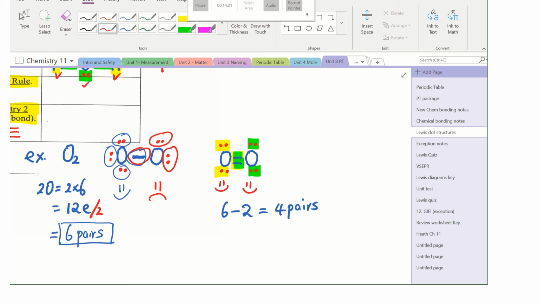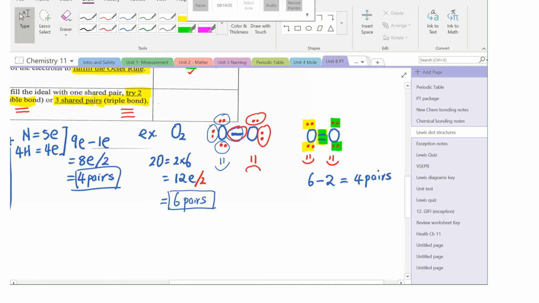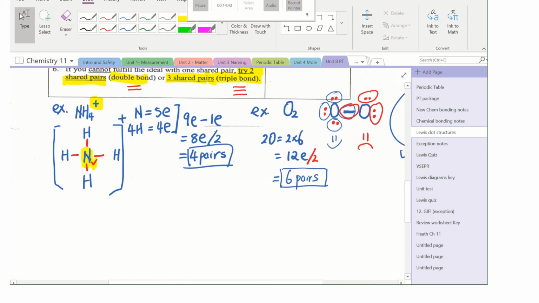Okay, so oxygen molecules are bonded together by a double bond. So they have one double bond and two lone pairs on each of the atoms. Okay, so we are done. This is the correct Lewis diagram for oxygen. Okay, let's do one more before we end today.